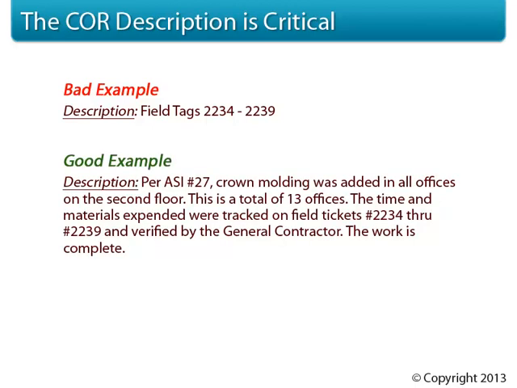Okay, here's a better description. Per ASI number 27, crown molding was added in all offices on the second floor. This is a total of 13 offices. The time and materials expended were tracked on field tickets number 2234 through 2239 and verified by the general contractor. The work is complete. Again, explain your change order request as if you're writing to a layperson.